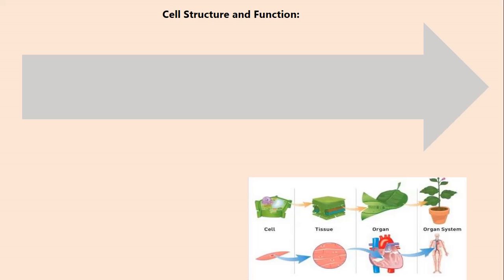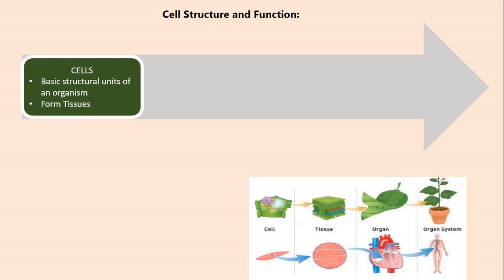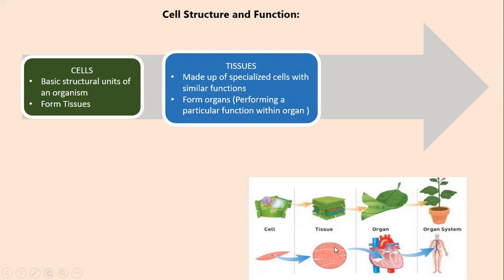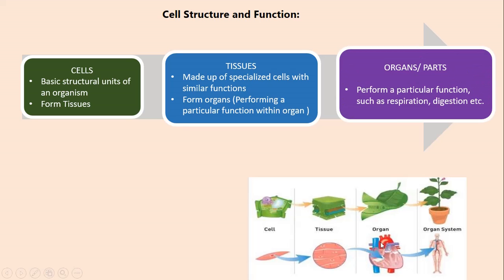Cell structure and the functions. The cell is the basic structural unit of the organism, and these cells generally form the tissues. Tissues are made up of special cells that perform similar functions, and it is the tissue that generally forms the organs. And these organs perform different functions like respiration, digestion, etc.